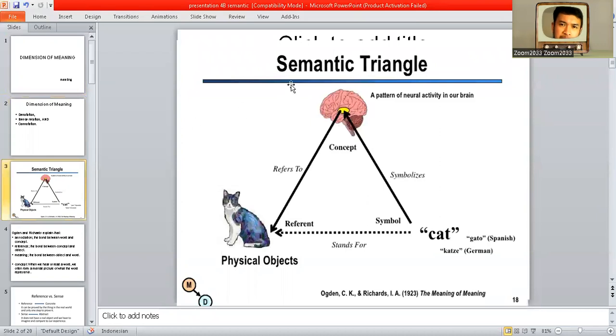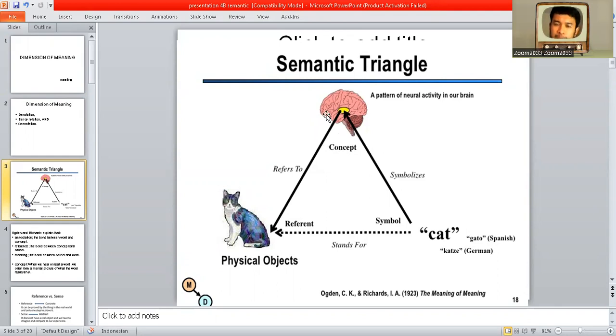And for your information, if we talk about dimension of meaning, we have to take a look at this triangle. We have the concept, we have a reference, and also symbol. These three concepts are what we call the semantic triangle. Concept refers to what comes to our mind, something in our brain. So that is concept.